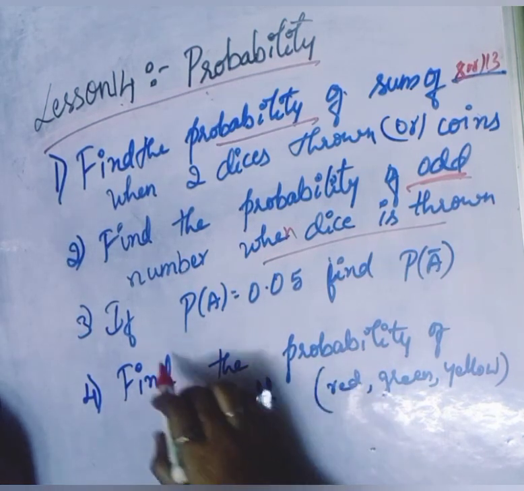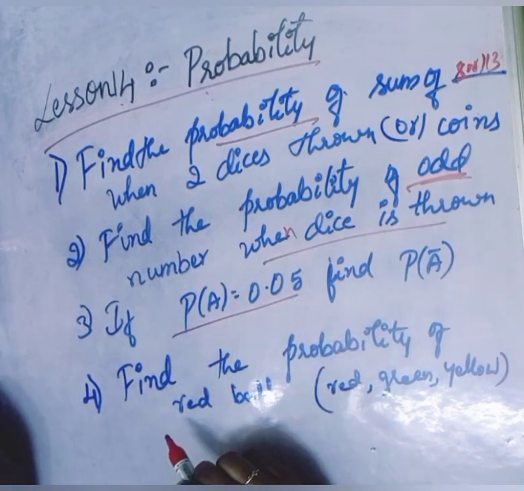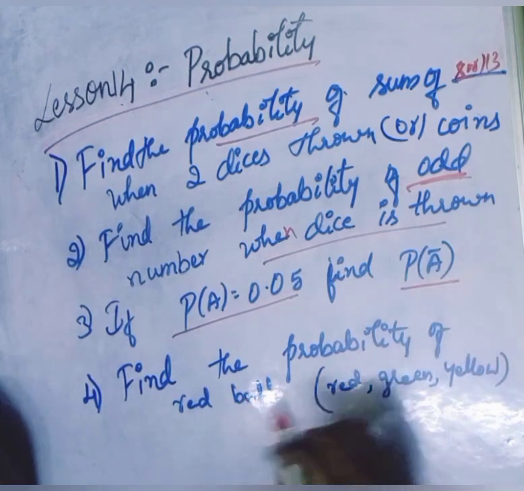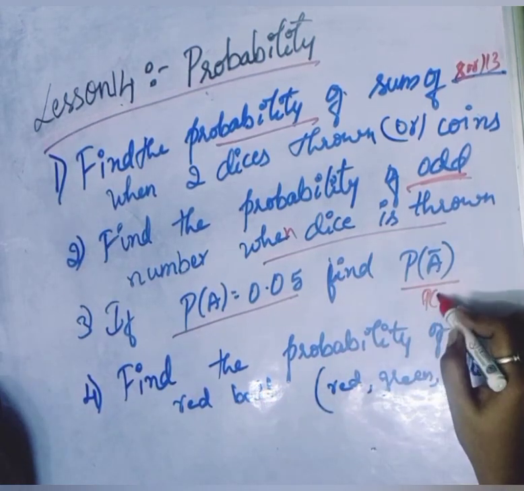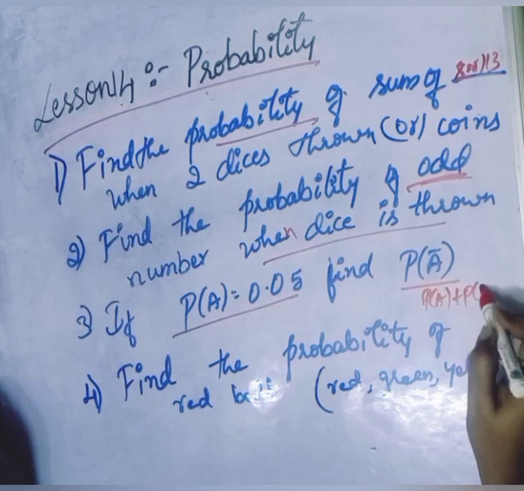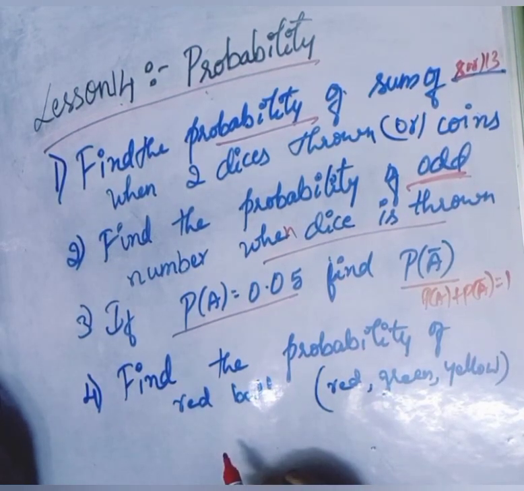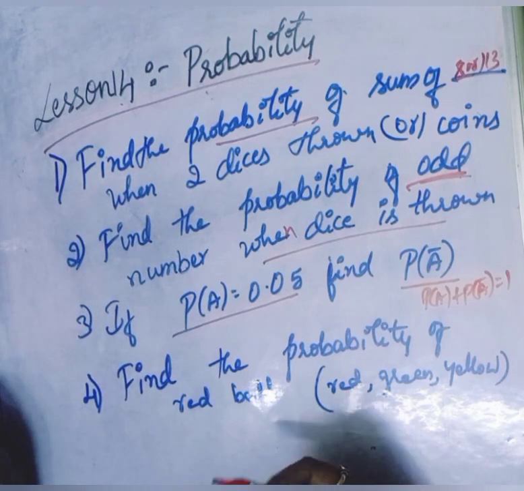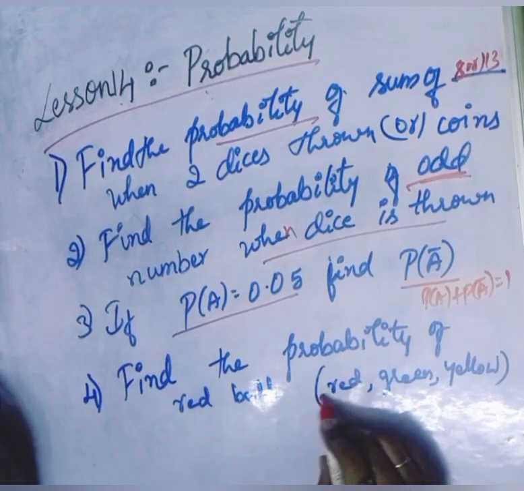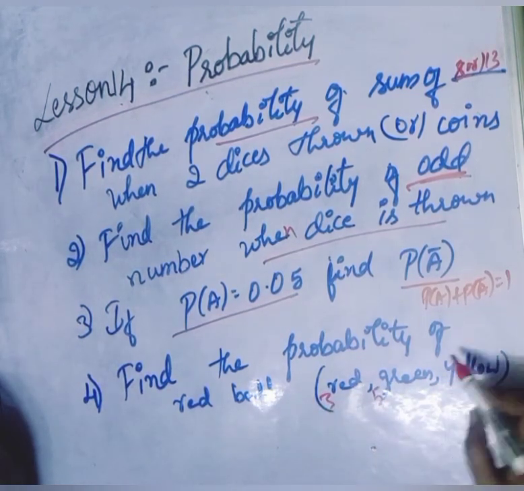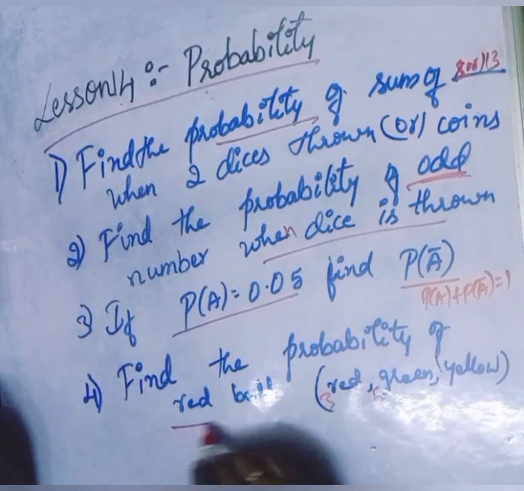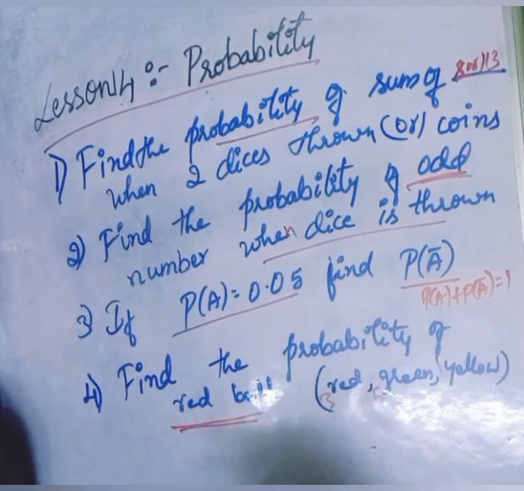Next one, they will give the P of A value. So you need to find P of A dash by using the condition P of A plus P of A dash is equal to 1. Next one, find the probability of red balls. For example, you have 3 red balls, 5 green balls and 1 yellow ball. You need to find the probability of red balls. Like that, questions may be asked.